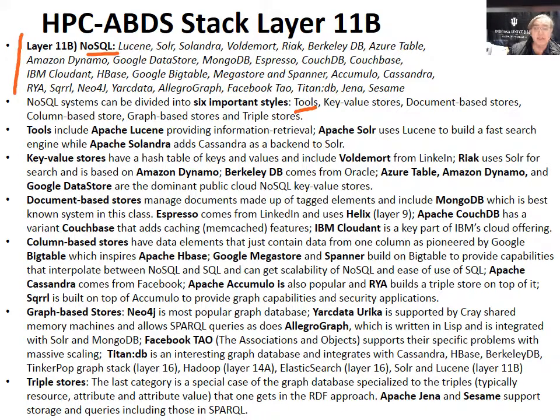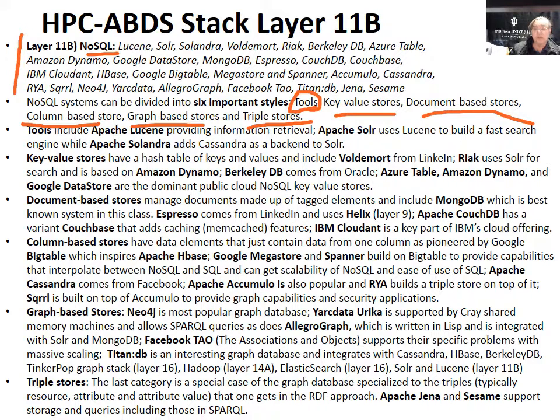So we have 6 types of NoSQL system, what we call tools, which are building blocks. We have key value stores, document-based stores, column-based stores, graph-based stores, and a special case of graph-based stores, triple stores. And here we have a list of what we have. We have Lucene, Solr, and Solandra, which are aimed at information retrieval under tools.